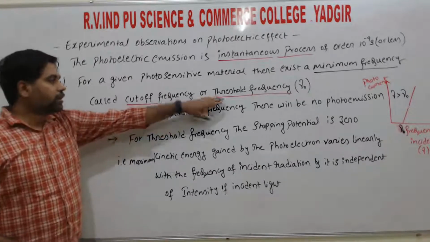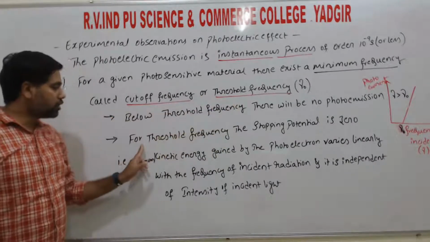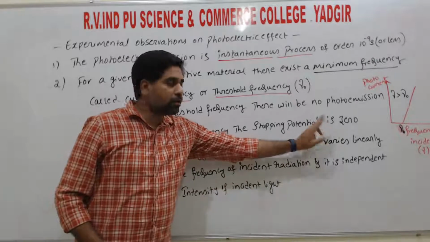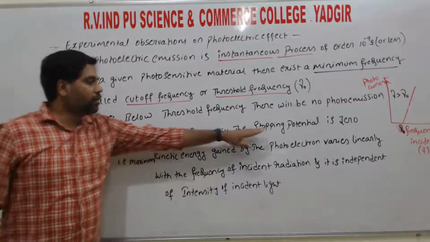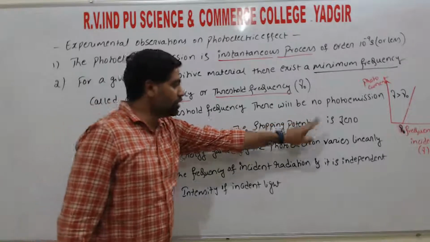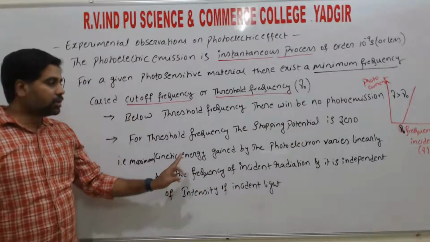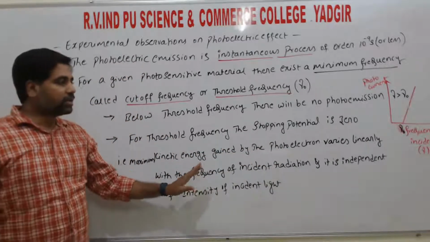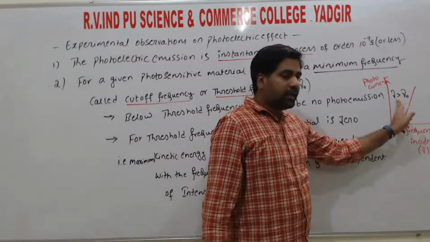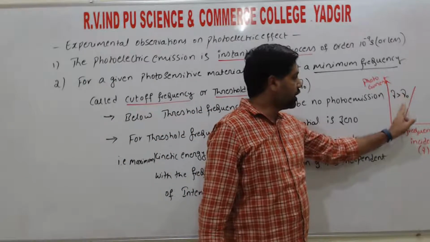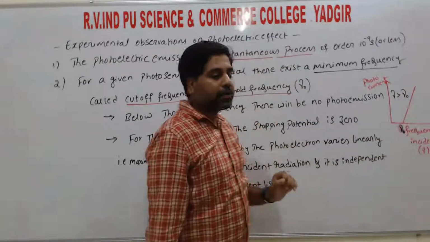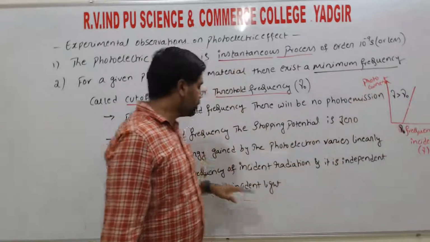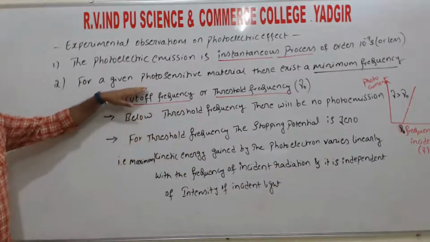In this point, it states that for threshold frequency, the stopping potential is 0, that is, V naught equals 0. That means the kinetic energy gained by the photoelectrons varies linearly with the frequency of the incident radiation. As the frequency increases above the threshold frequency, the energy of the electrons also increases. Then only the photocurrent increases, right? So this one is the second sub-statement of this statement.